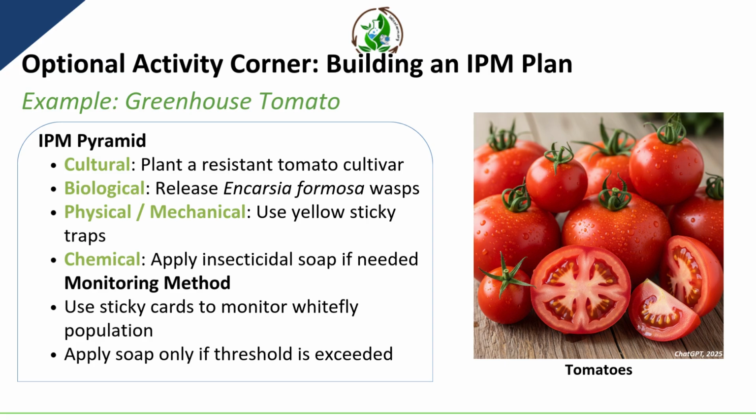At the biological tier, we add releases of Encarsia formosa wasps, which parasitize whiteflies and help keep their populations in check. On the physical or mechanical side, we use yellow sticky traps. These serve two roles. They physically capture some whiteflies and, just as importantly, they act as a monitoring tool so we can track how pest numbers change over time. Chemical control is reserved as a last resort. Here, that might mean applying insecticidal soap, but only if monitoring shows that whitefly populations have crossed an action threshold.